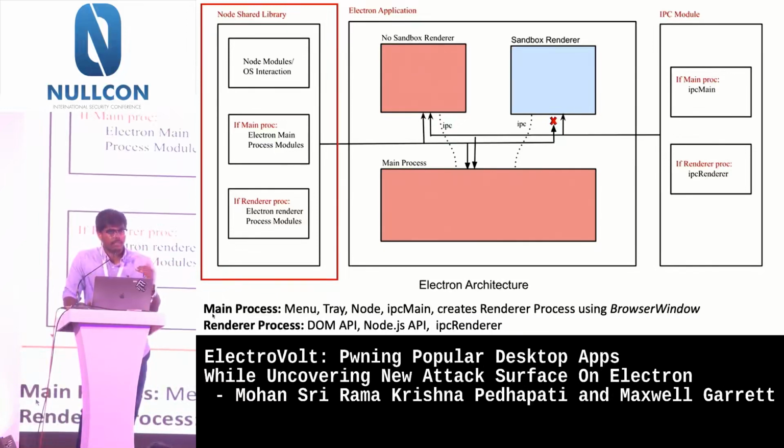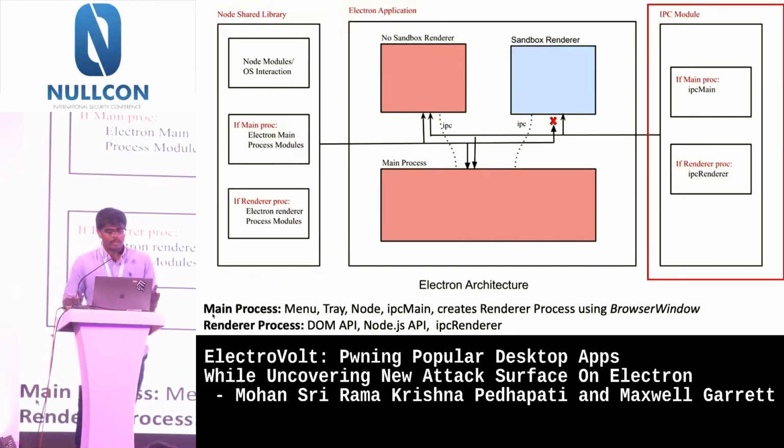So there are certain web preferences in the Electron renderer process that are used to restrict the access of the Node shared library. We'll be talking more about this in the coming slides. On the right block, we have the IPC module. The IPC module is responsible for the communication between the main process and the renderer process.